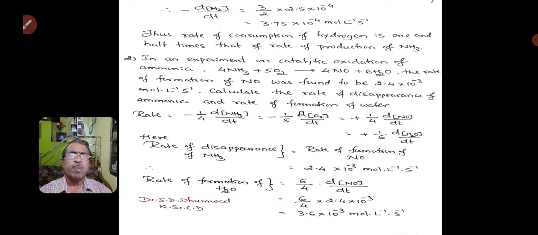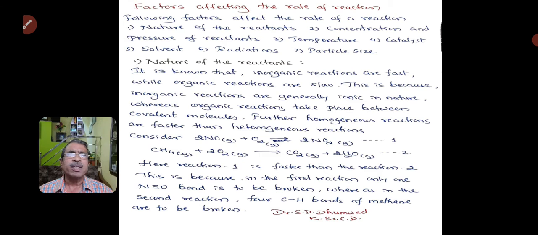Now, the rate of formation of water is nothing but 6/4 into the rate of formation of NO, d[NO]/dt. That's equal to 6/4 into 2.4 into 10 raised to minus 3, which gives 3.6 into 10 raised to minus 3 moles per liter per second. This is how you must be able to find the rate of the reaction and also solve problems based on the rate of the reaction.